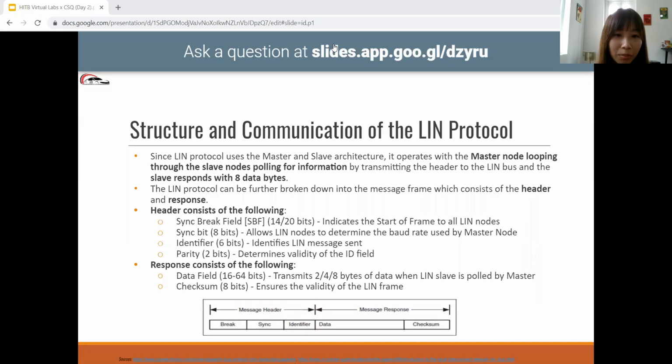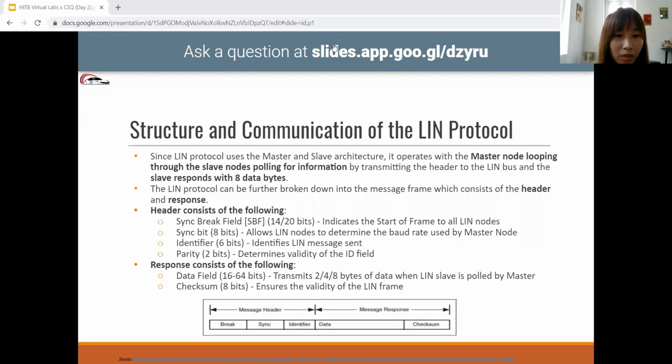So the ID is similar to what you guys, if you attended the CAN bus lesson yesterday, it's actually the same thing. In this case, it's just 6 bits compared to CAN bus, which has 11 bits. And you have your priority 2 bits. It determines the validity of the ID field. And of course, for your response, it usually contains your data field, so usually 16 to 64 bits.